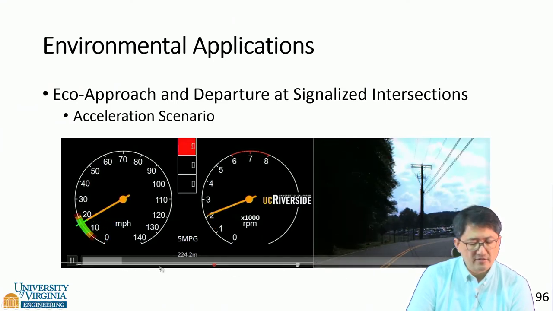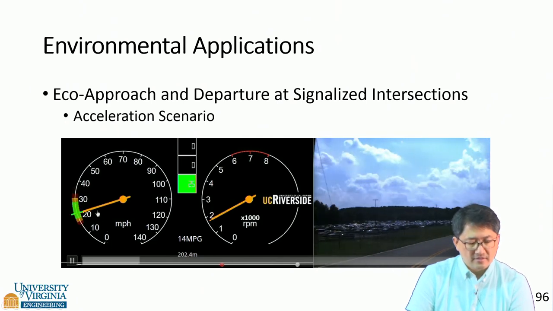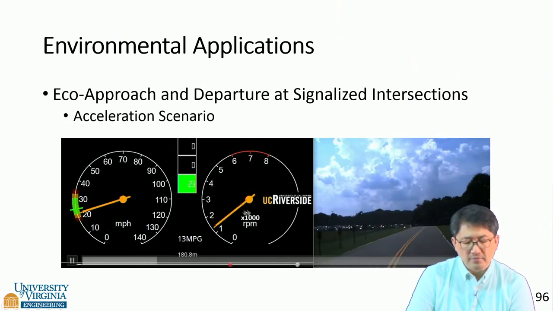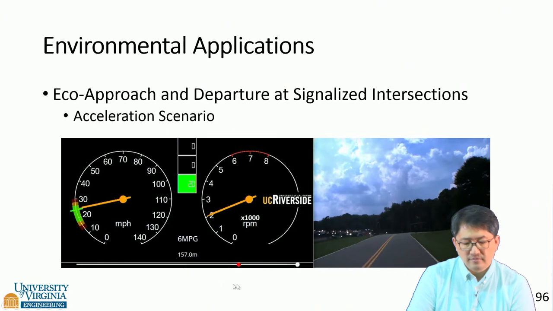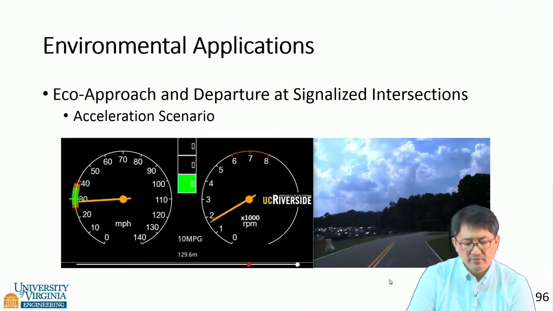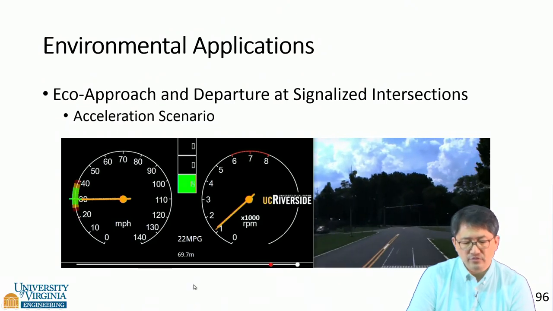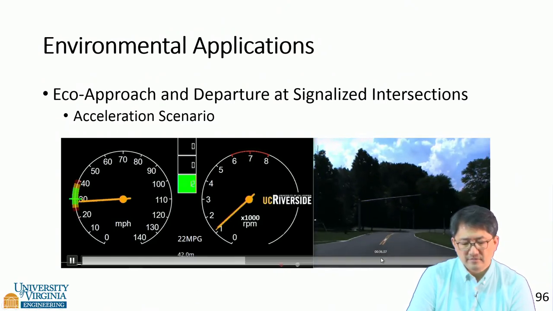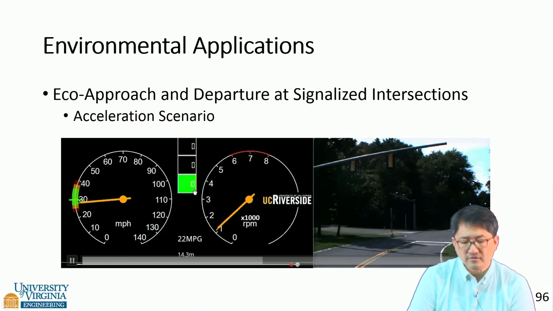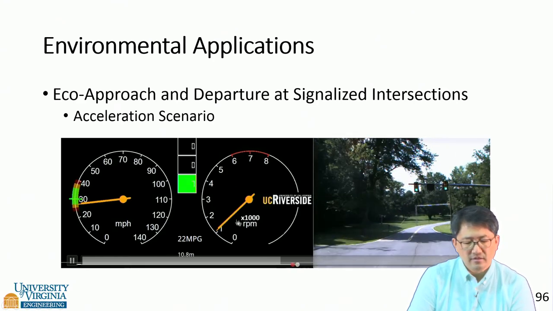So you have speed, and you have RPM just showing, and signals are not showing up here, but you have an acceleration scenario doing it. So it must be a green indication, so you can just get through. It's green there.